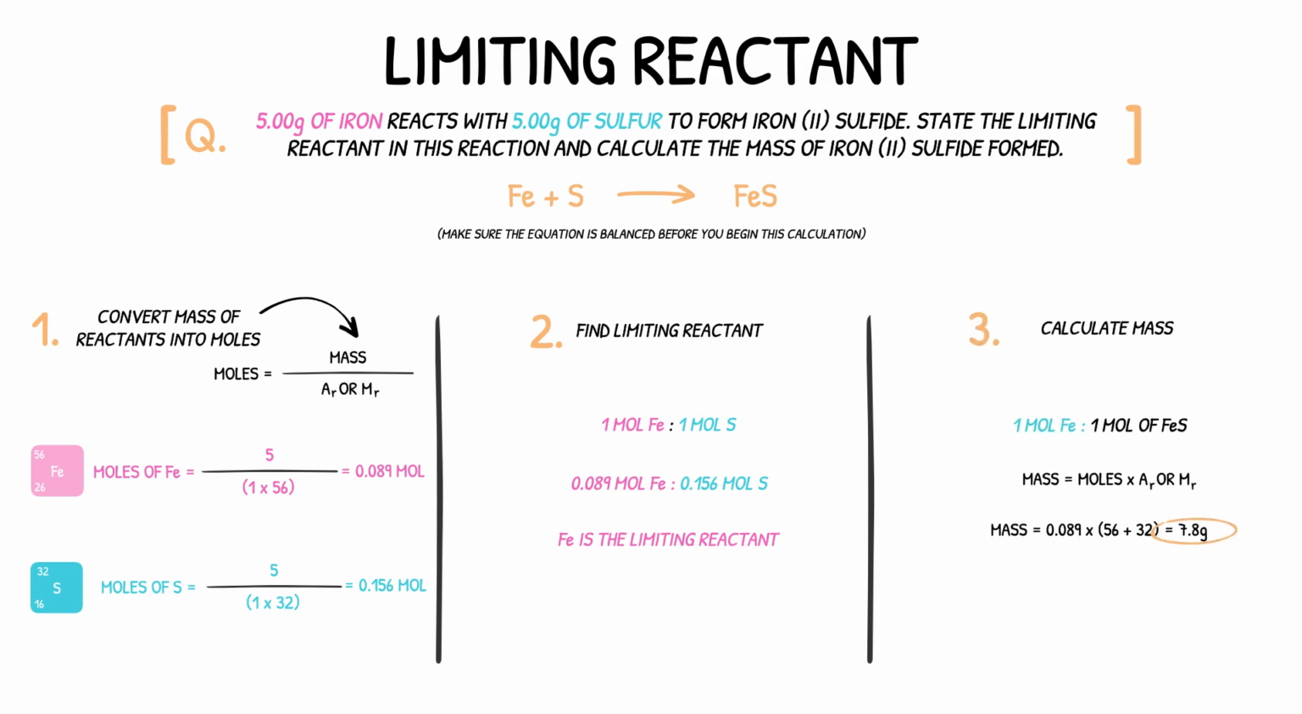Finally, we must calculate the maximum mass of iron sulfide that can be produced in this reaction. The balanced equation shows us that 1 mole of iron reacts with 1 mole of iron sulfide. Therefore, 0.089 mole of iron reacts with 0.089 mole of iron sulfide. We can now calculate the mass using the equation 0.089 multiplied by 56 plus 32, which is equal to 7.8. The maximum mass of iron sulfide that can be formed during this reaction is 7.8 grams.